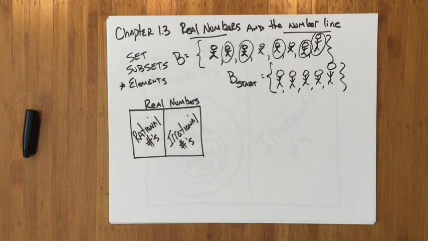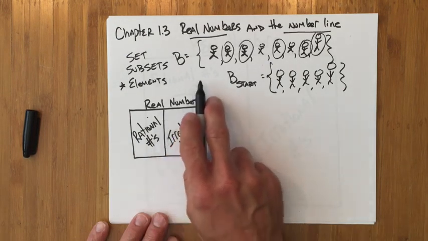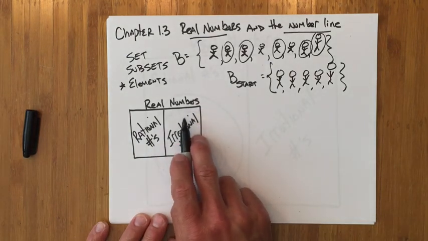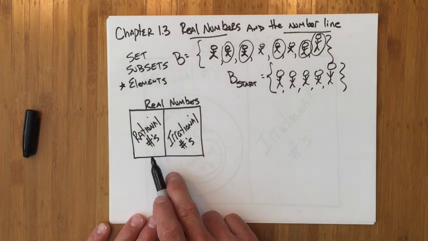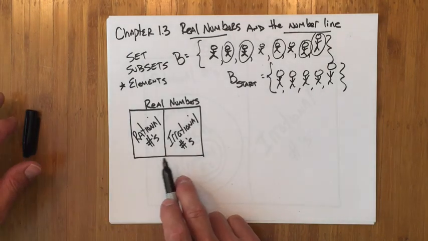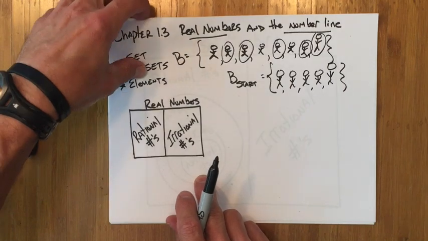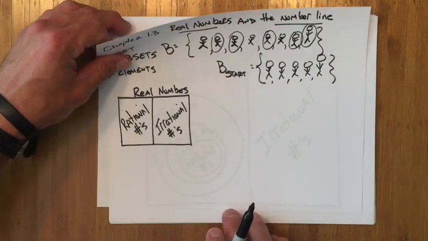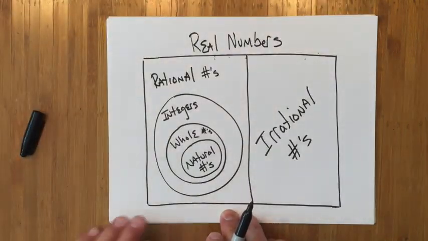Now, you can apply that to a variety of different things. We're studying the real numbers, and real numbers are made up of 2 giant groups of numbers: rational numbers, which we're going to discuss in a moment, and irrational numbers. Now, before we get into what they are, let me show you a slightly larger version of the same thing.